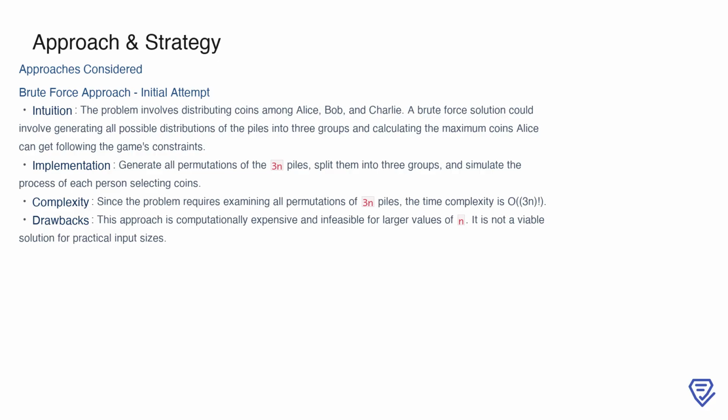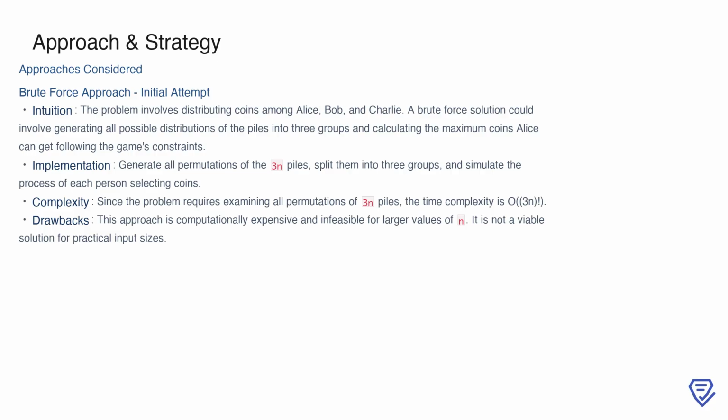Bob picks the largest pile, Alice the second largest, and Charlie the smallest. However, implementing this would require generating all permutations of the 3n piles and evaluating each case. The computational cost of this method is extremely high, with a time complexity of 3^n, making it infeasible for larger inputs.